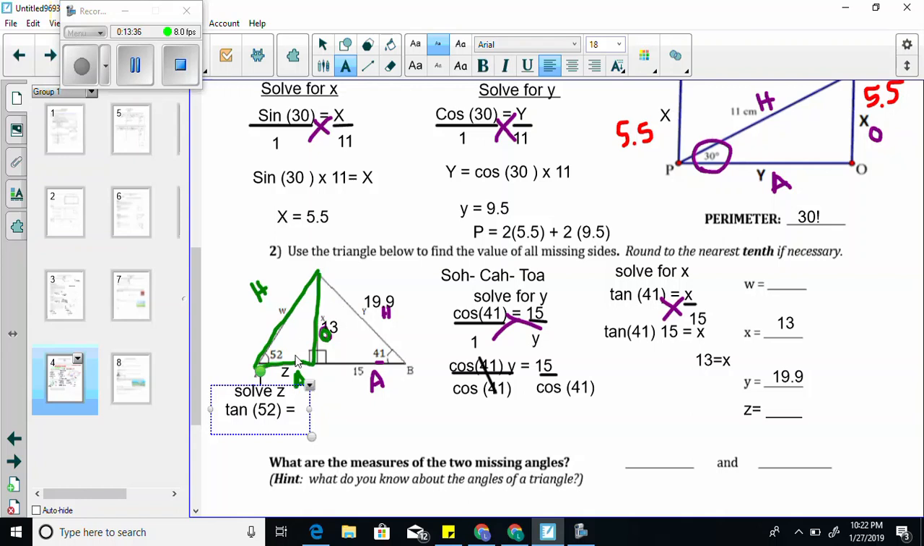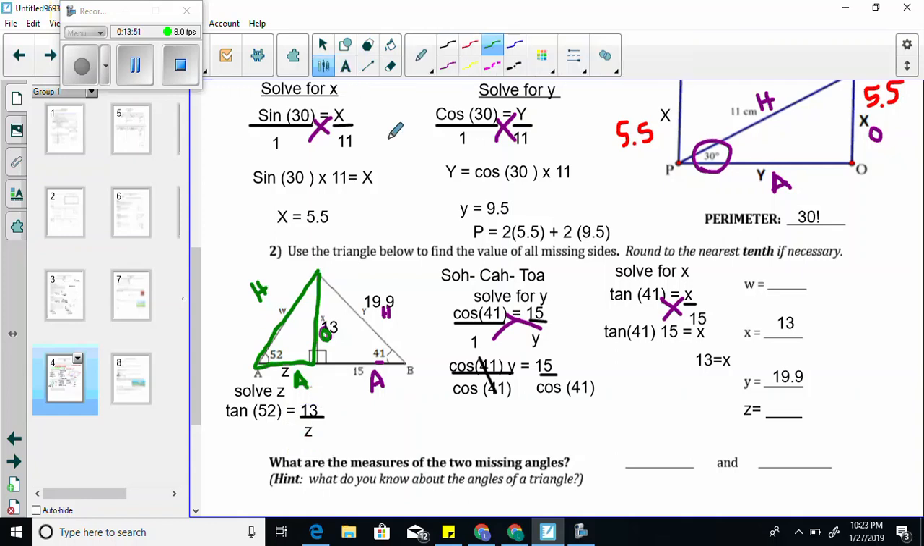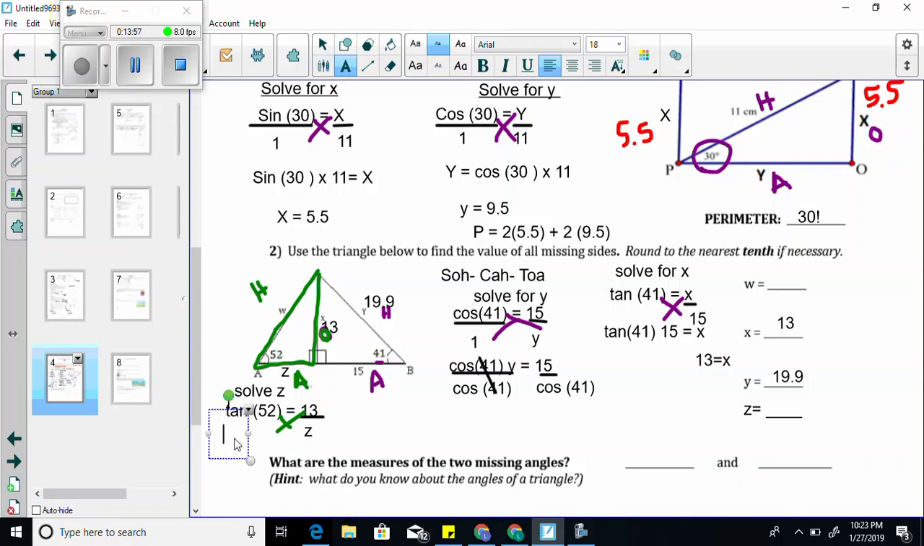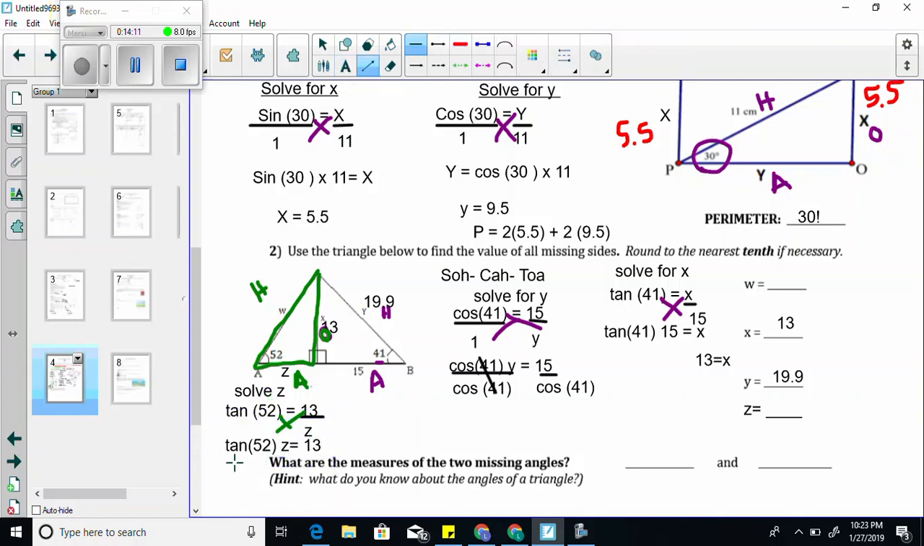It's like a puzzle. So tangent of 52 equals, well, opposite over adjacent. So over z. Bam. I'm going to cross multiply. When I cross multiply, I get tangent of 52 times z equals 13. So this is where I have to divide by tangent of 52 to get z by itself. Divide both sides by tangent of 52.